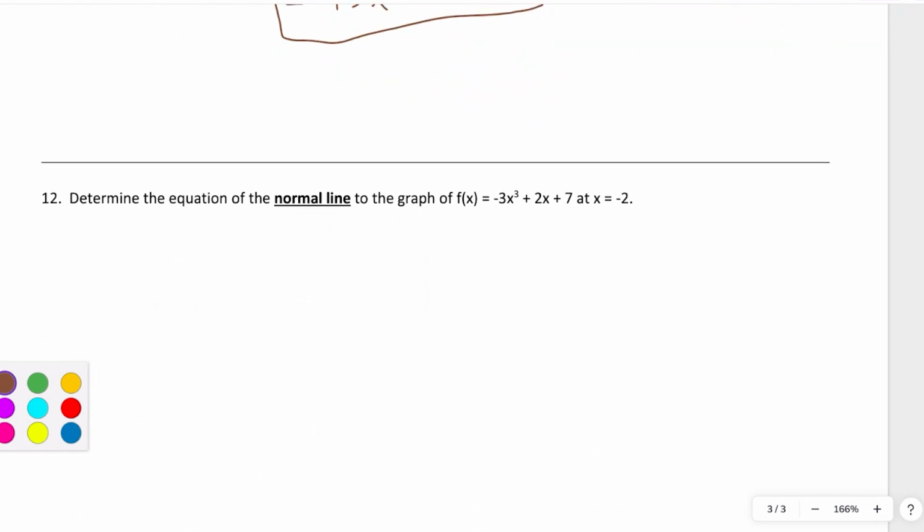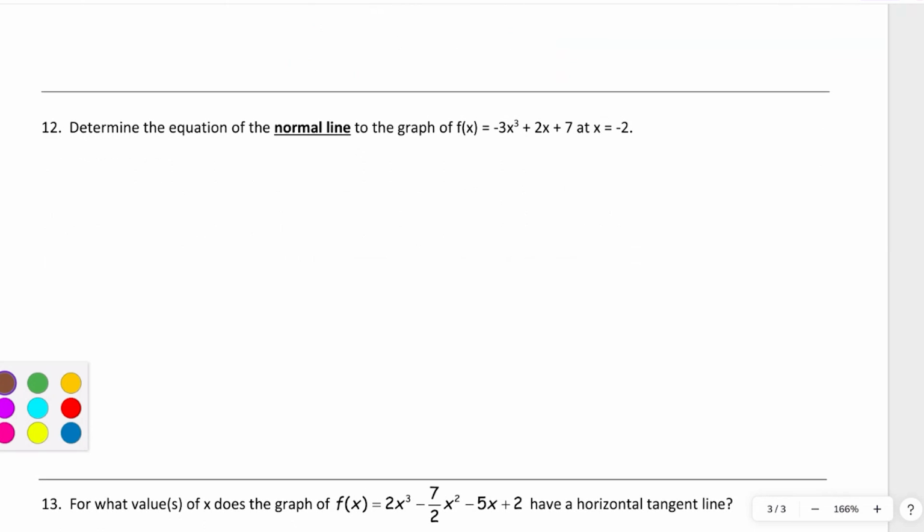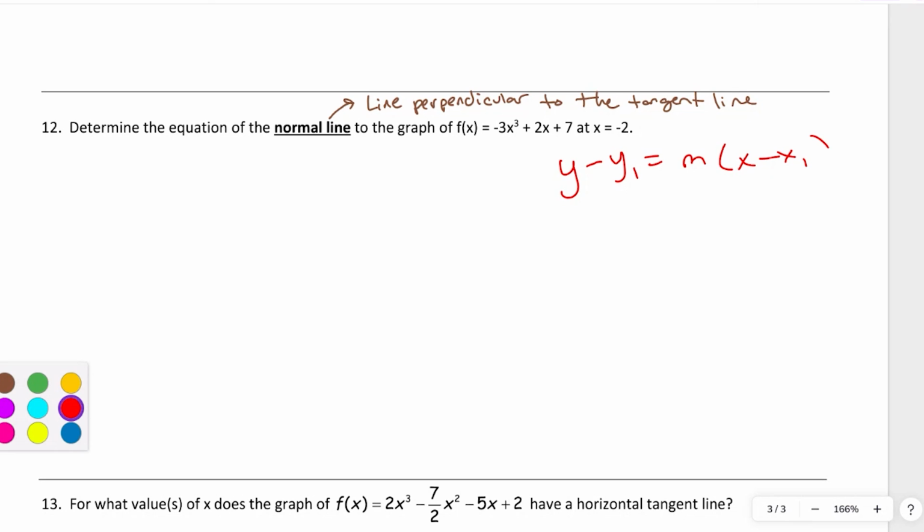Number 12, determine the equation of the normal line. So we talked about how the normal line is the line perpendicular to the tangent line. So basically what we have to do is find the slope of the tangent line and then negate it, reciprocate it, and that'll be the slope of the normal line. So we're still, at the end of the day, writing the equation of a line. It's going to be in this form y minus y1 equals m times x minus x1.